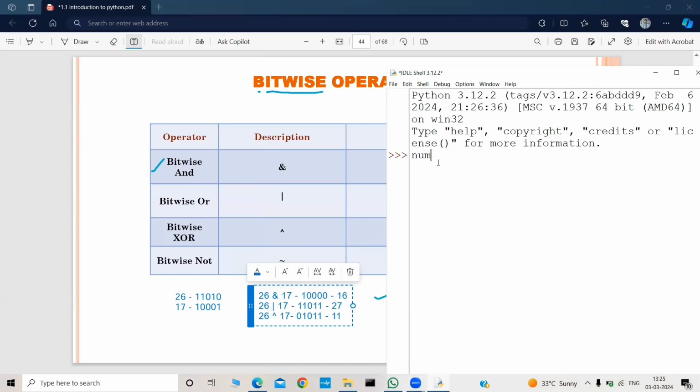I have a num1 that was 26 and num2 that was 17. And if I do num1 and num2, what should I need to get? I need to get 16, right? So the result was 16. And I will do num1 bitwise or num2. What should I need to get? I need to get 27. So I got 27. And num1 xor num2, so my answer should be like 11. So I got it. Okay.